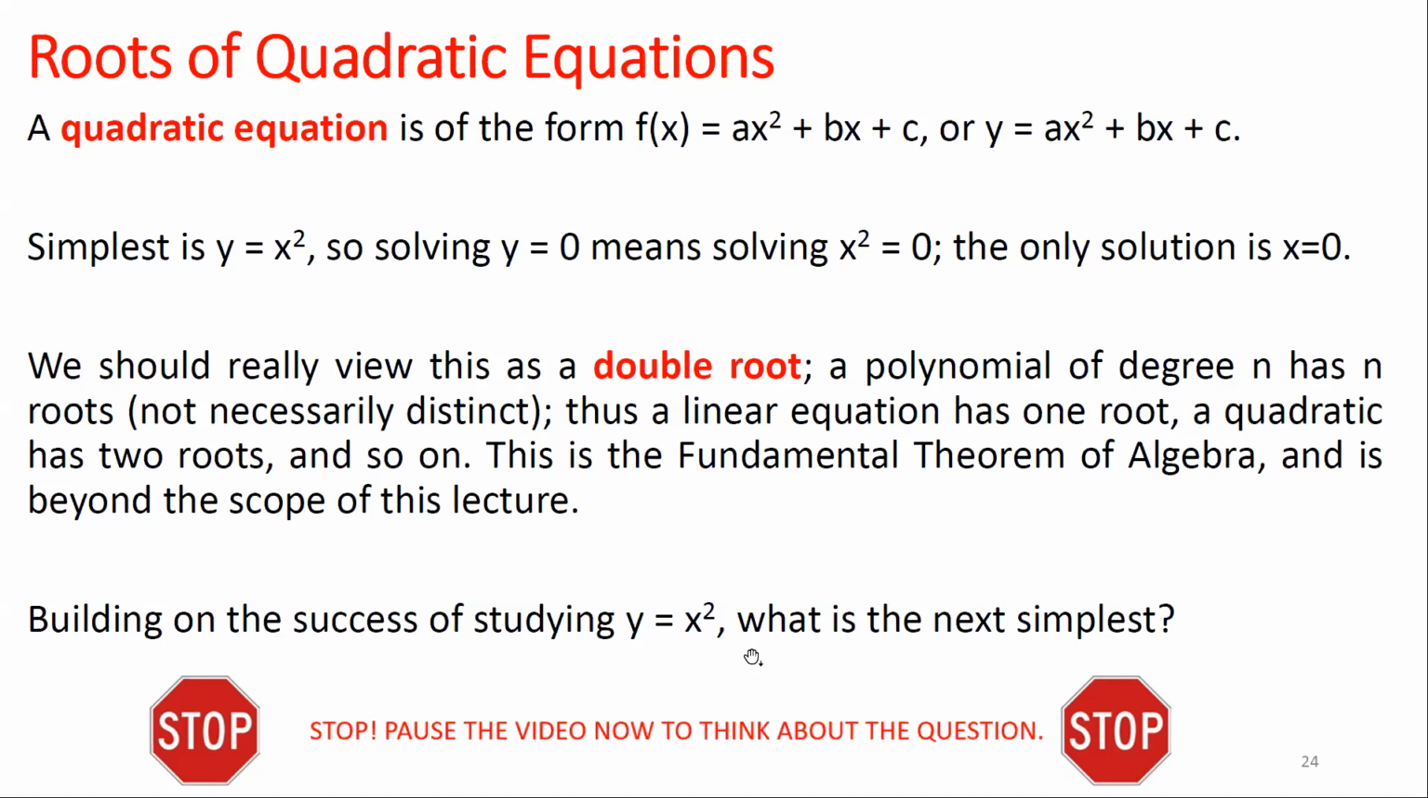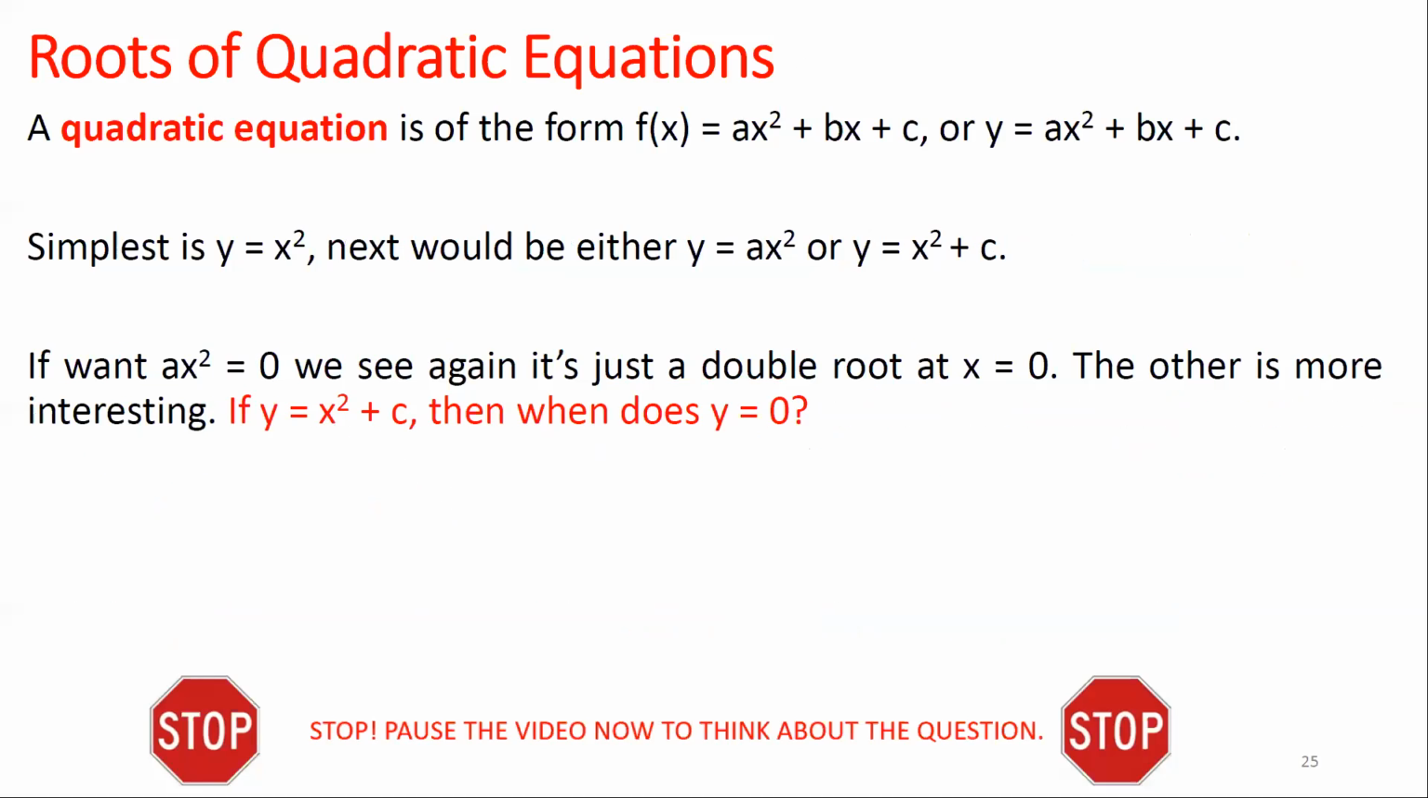So now, building on the success of y equals x squared, what do you think the next simplest quadratic to study is, to find where it might be 0? I'm going to pause and let you think for a moment. So what we want to do now is make the polynomial a little bit more complicated. There are 2 natural choices. You could either put a coefficient in front of the x squared, look at ax squared, or you could add a constant c and look at x squared plus c. Well, if we have ax squared equals 0, we've already essentially done this. You divide by a, you get the double root of x equals 0. The other is a little bit more interesting. If x squared plus c equals 0, when does y equal 0? I'm going to pause the video, give you a chance to think about this.